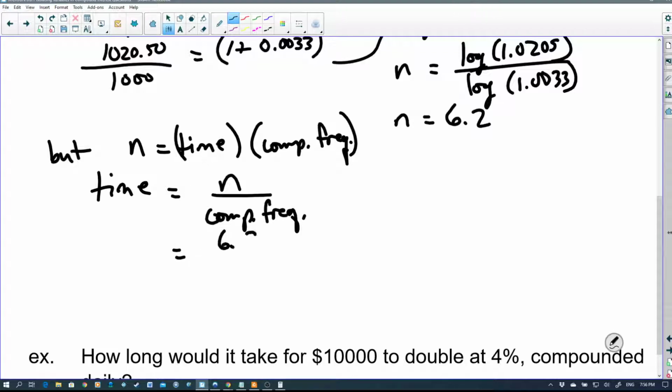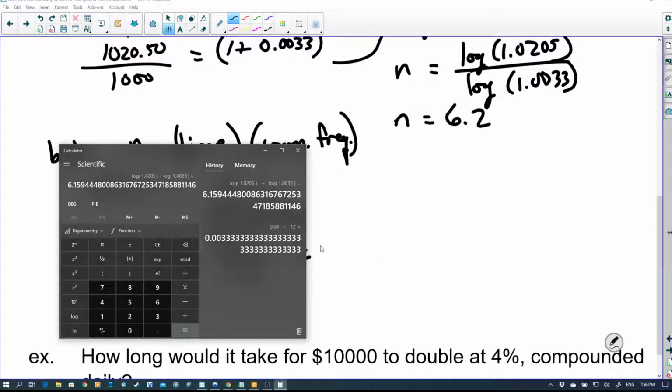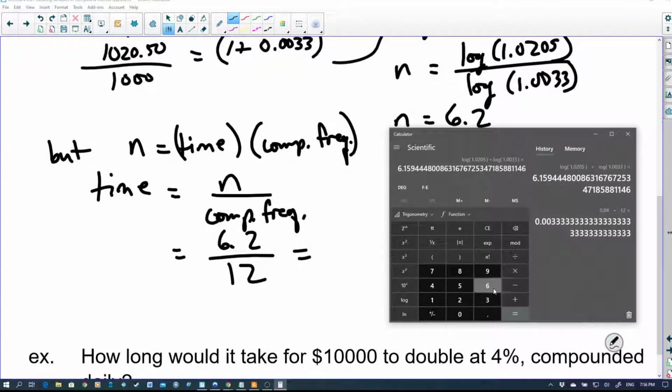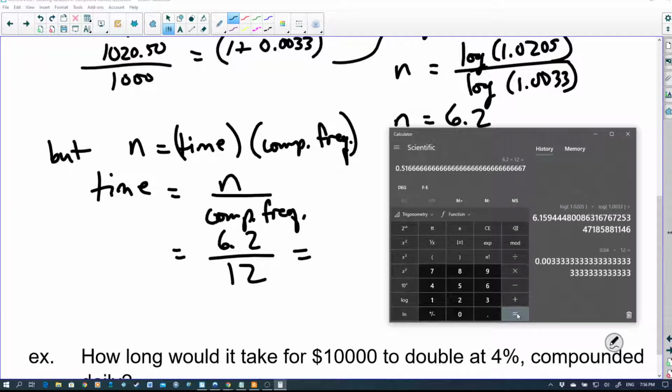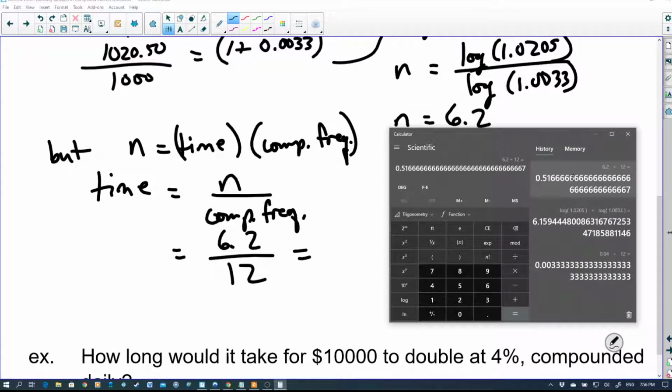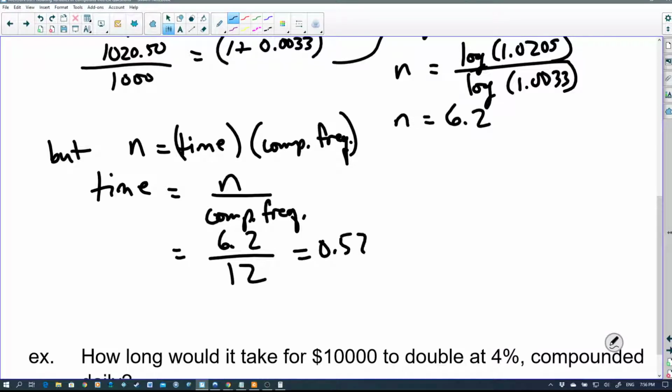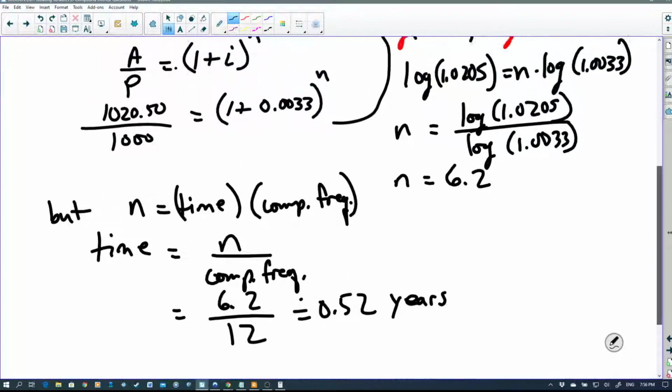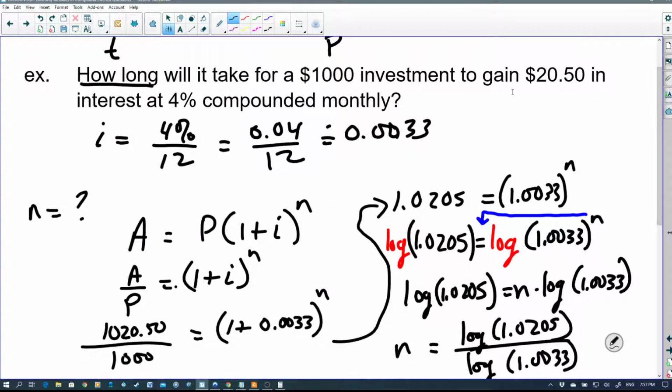So n is 6.2. Our compounding frequency is 12. This is approximately 0.5. Let's see what it actually is. So it's 0.52 approximately years. So that means that basically in about 6 months at 4% interest compounded monthly, $1,000 is going to have gained $20.50.